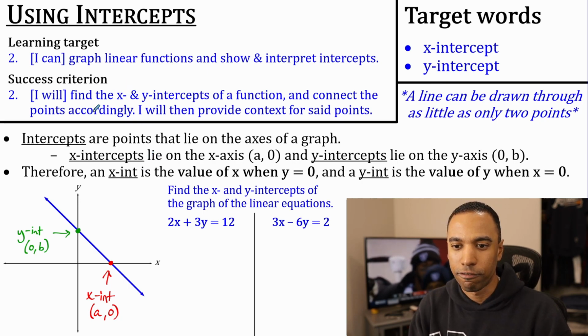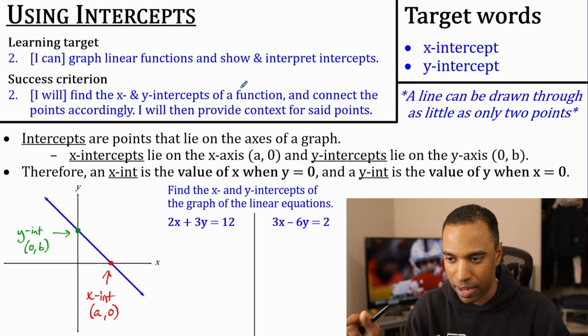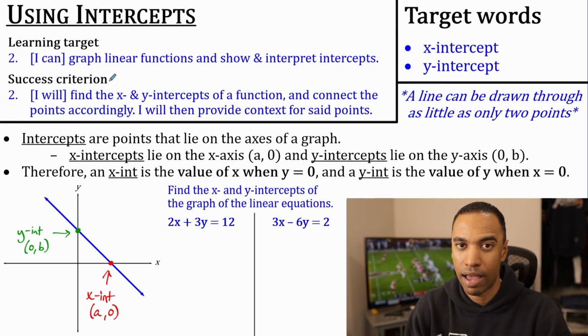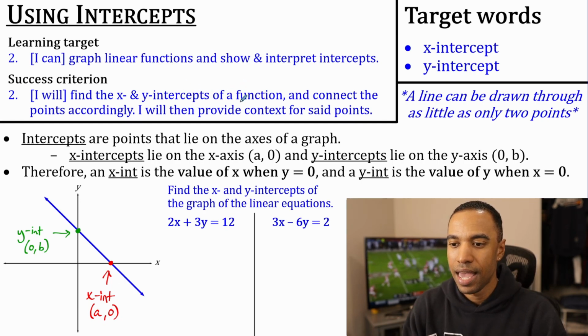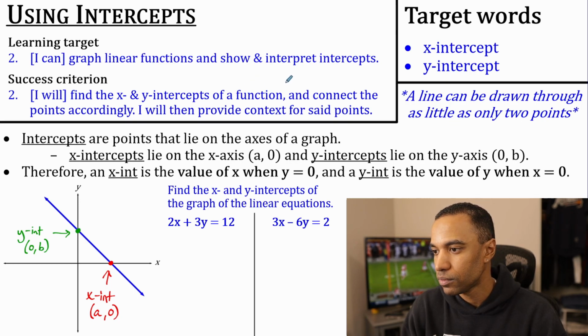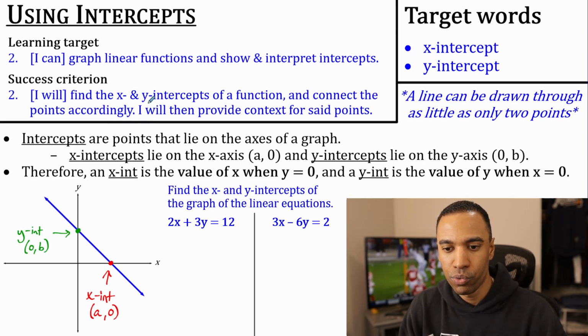Success criterion: you can find the x and y intercepts of a function in any sort of way, either by graph or by equation, and connect the points accordingly. That's how we're going to be graphing them, connecting the points and the intercepts, and you can then provide context for said points if necessary. The x-intercept and y-intercept are the target words. They'll be defined for you right now.